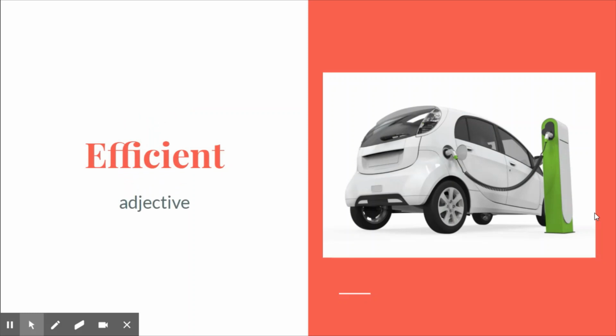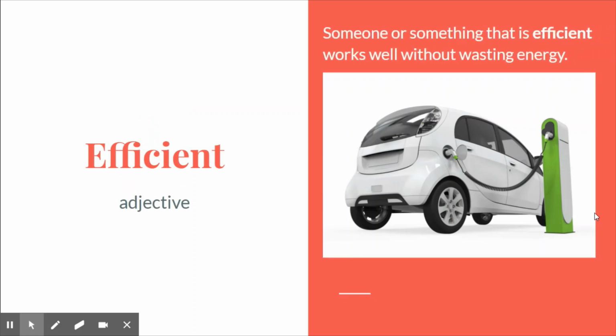Efficient. Okay, let's go ahead and read it together one more time. Efficient. And efficient is an adjective. Remember that adjectives describe nouns. Okay, so let's go ahead and look at that definition right there. Someone or something that is efficient works well without wasting energy. Can we read it? Someone or something that is efficient works well without wasting energy.